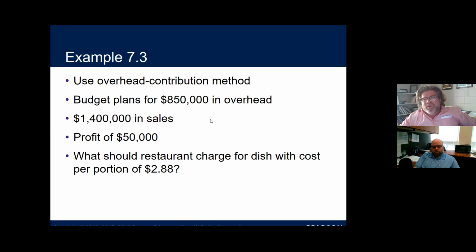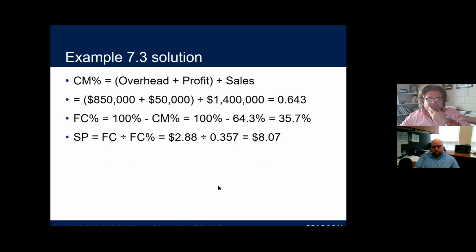You're going to bring in $1 million in revenue to make $50,000. Restaurant industry can be hard. So how much should I charge for this dish? Well, I'll take my overhead plus my profit, which is 850 plus 50,000, divide it by the $1.4 million in revenue, and I get 0.643.